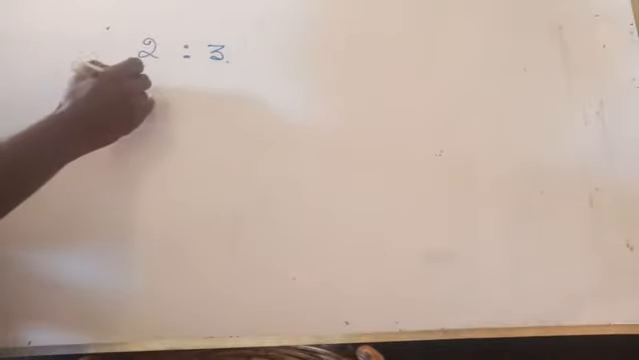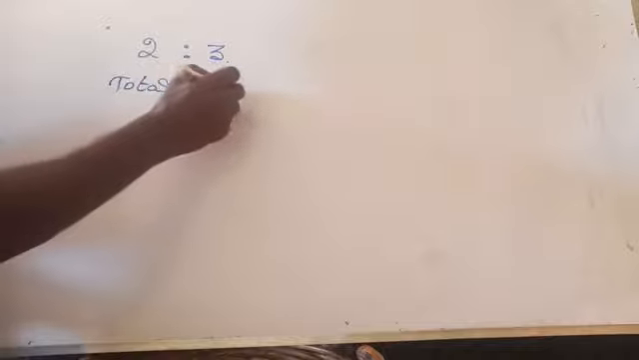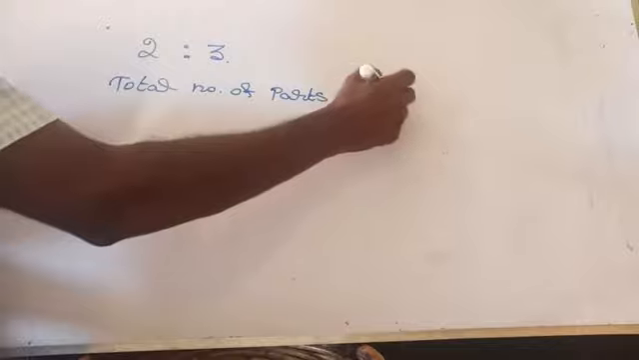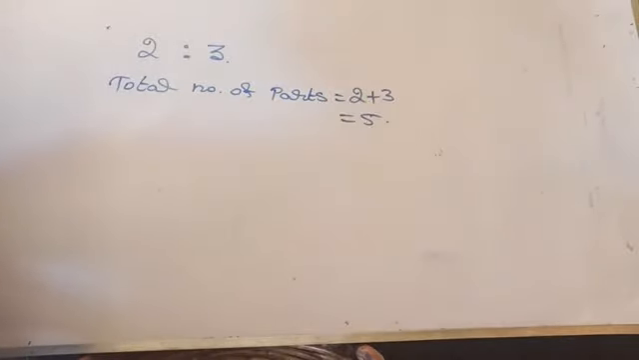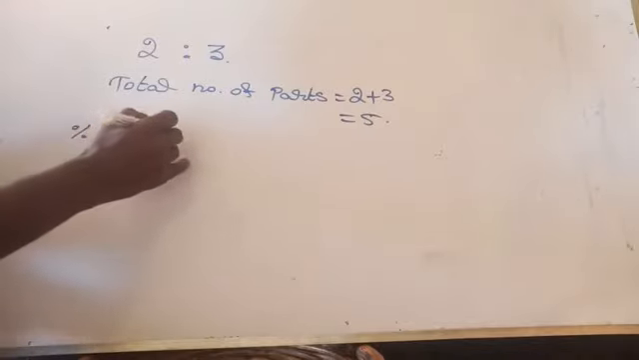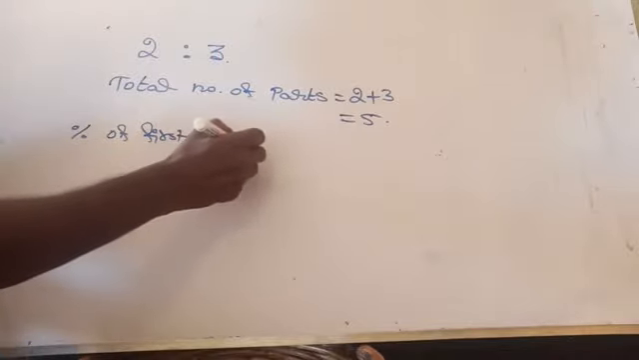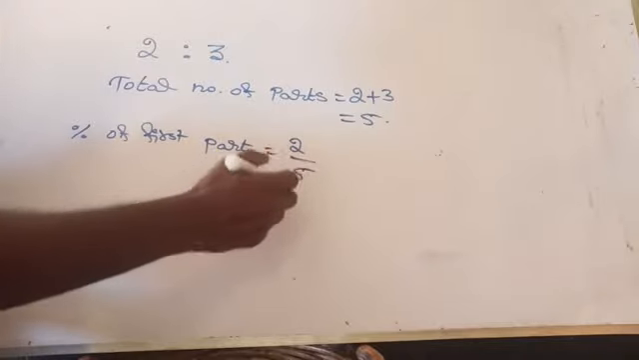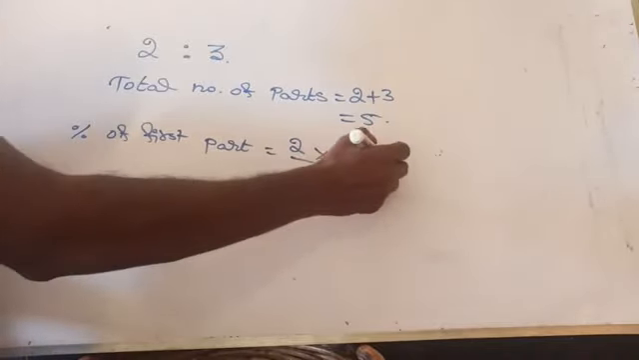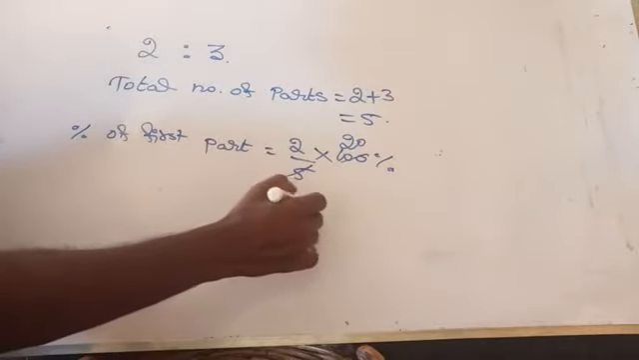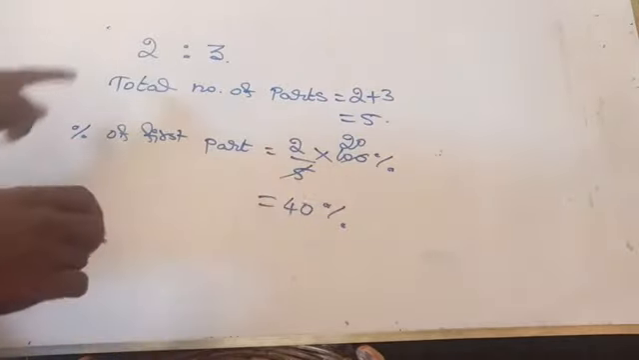Total number of parts is equal to 2 plus 3, which is equal to 5. Now what is the percentage of the first part? Percentage of first part is 2 among the 5 parts into 100%. Now 5 twos are 10, 5 fives are 25 is 100, 2 into 20, 40%. This is the percentage of the first part.